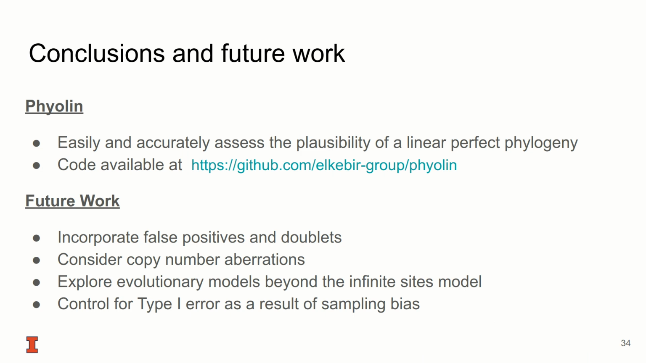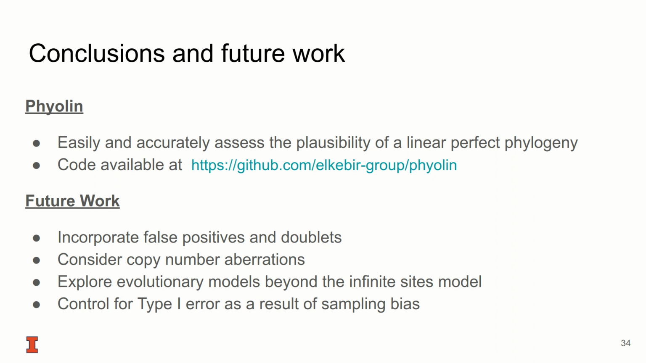So in conclusion, we found that Phyolin is a fast, easy to use, and accurate method in assessing the plausibility of linear evolution. In practice, this provides a means to assess the degree of intertumor heterogeneity without relying on more intensive phylogeny inference methods. Our code is currently available at the provided link. In terms of future work, we are very interested in incorporating other sequencing errors such as doublets and false positives. And we would like to extend to other types of single-cell sequencing technology, such as data used to infer the evolutionary history of copy number aberrations.